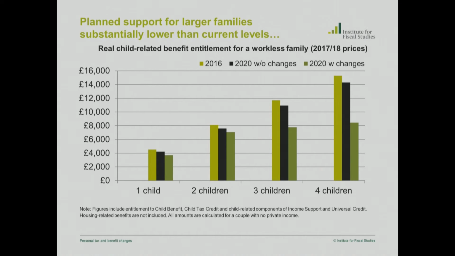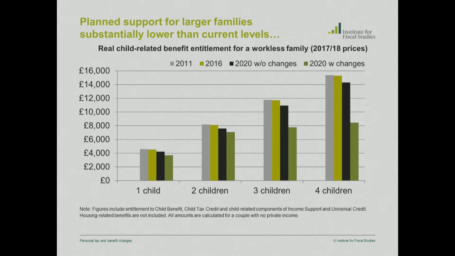What does that mean relative to the past? Well, it's worth noting that in real terms, the generosity of these benefits hasn't changed very much in the last 5 years. The 2011 bars are pretty similar to 2016 bars. And in fact, if we focus on families with 3 or more children, these reforms will reduce real entitlements below what they've been at any point under the modern tax credit system, so since child and working tax credit came in 2003. But if you go back to 1997, before the tax credits as we know them now were in place, real entitlements were lower, although that's quite a long time frame to be looking over.